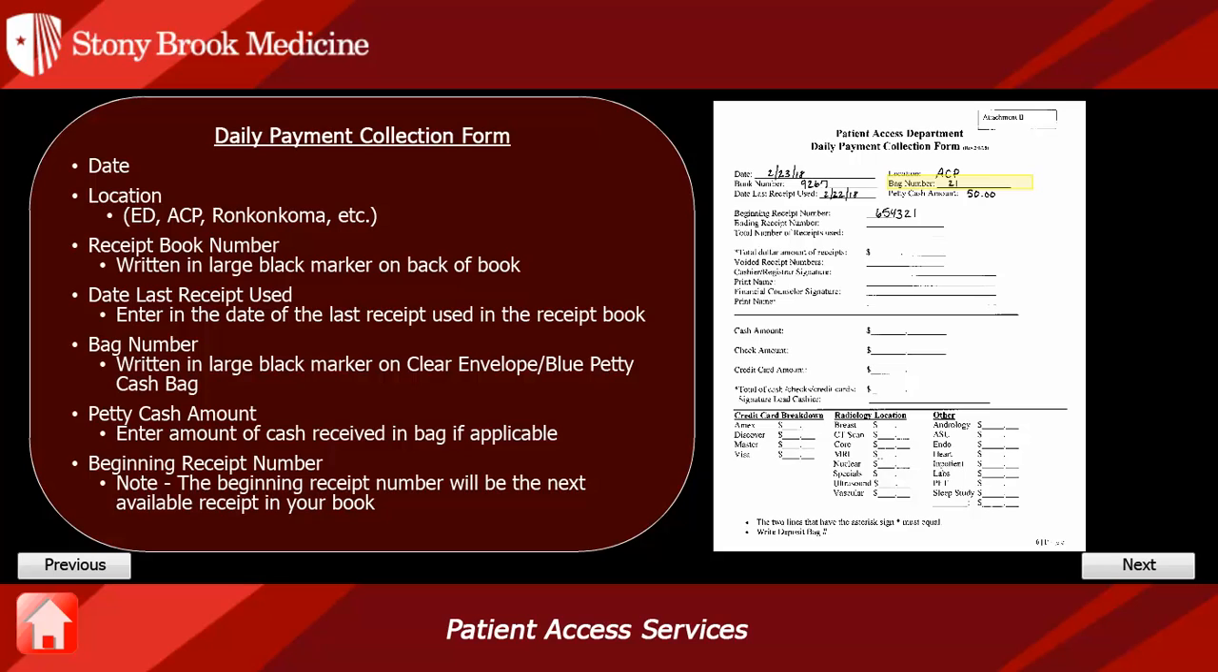Bag number, written in large black marker on the clear envelope as well as the blue petty cash bag. Petty cash amount. Enter amount of cash received in bag if applicable. Beginning receipt number. Note: the beginning receipt number will be the next available receipt in your book.